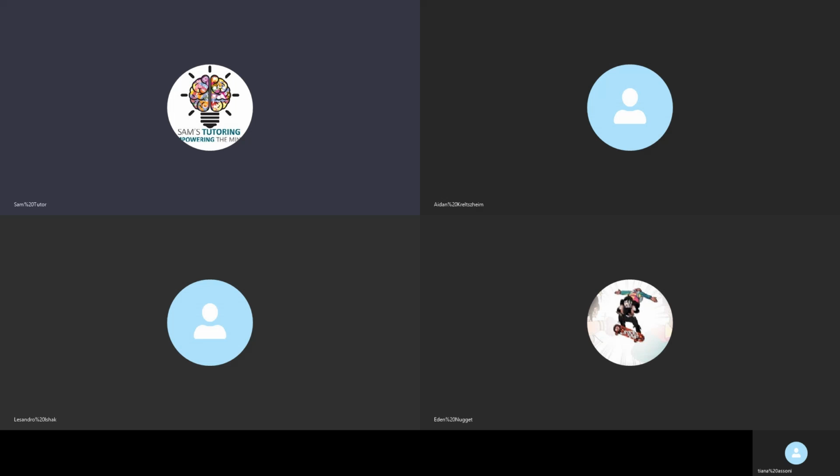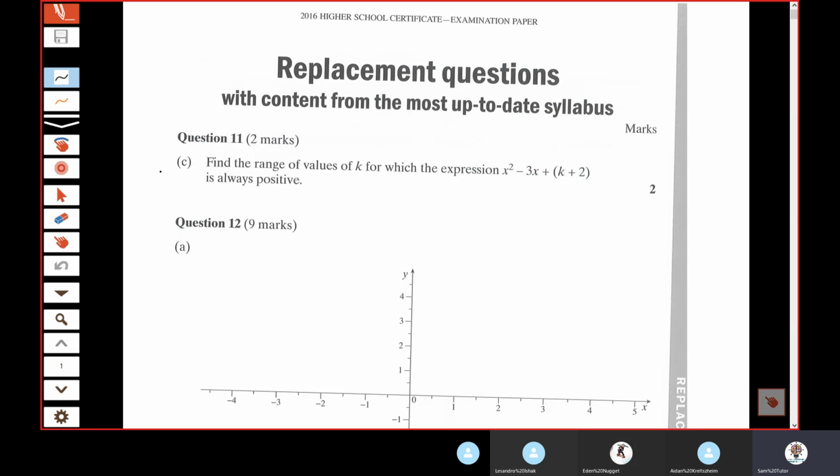Yeah, exactly. All right, go ahead. Start with C. Find the range of values of k for which this expression is always positive.